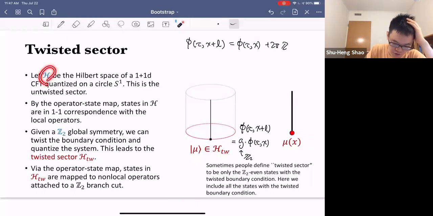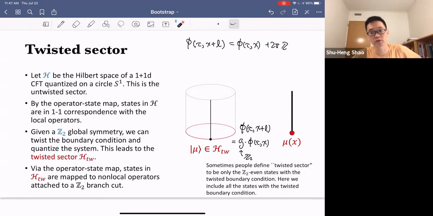So we have H as the ordinary Hilbert space of states. They are in one-to-one correspondence with local operators. And then we have H_TW, the twisted sector. If you do the operator-state map, you see that they are in one-to-one correspondence with point operators living at the end of the Z2 branch cut. So they're not local operators. They're operators with strings attached. And it will be useful to think about that.